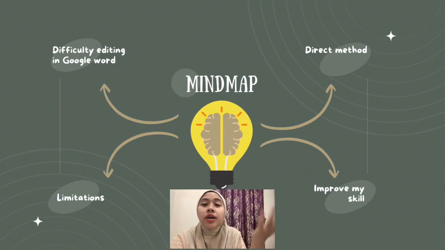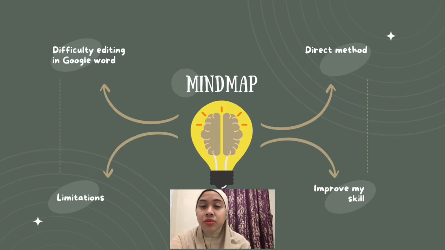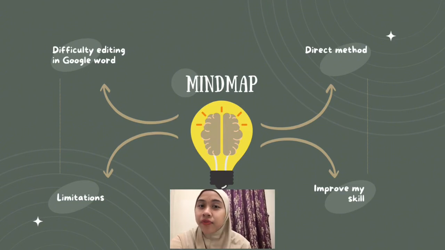Next, why I like using Cramer's rule is because it's a direct method. Cramer's rule provides an immediate and systematic way to find the solution to a system of linear equations, making it a straightforward approach for small systems.